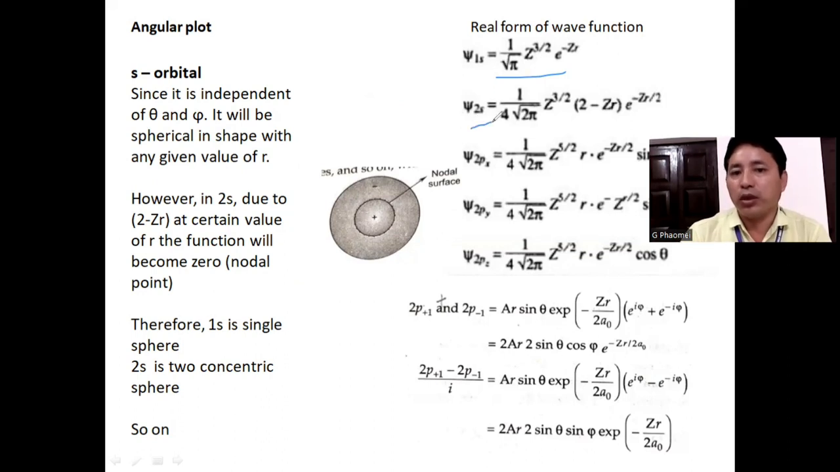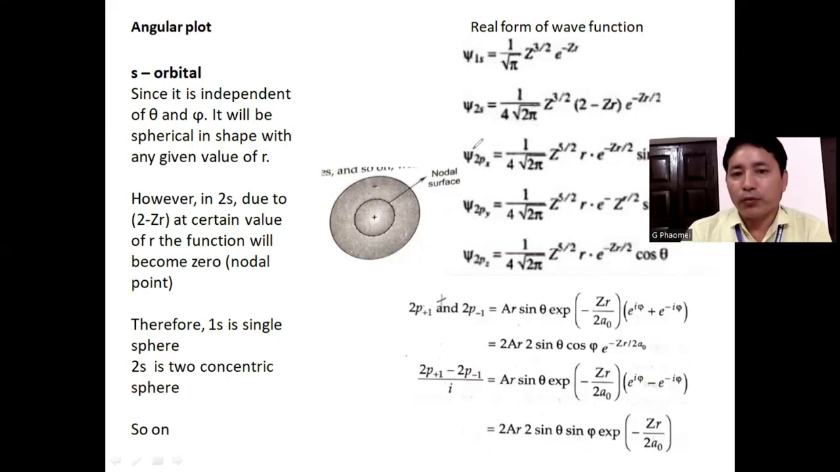If you plot 2s also, it will remain the same. However, because of this 2 minus Zr, when you keep increasing the value of r, at a certain point it may be the same as 2. If it is the same as 2, it will be 0. Therefore, for 2s, we have one circle, then another circle. At this point, it is a nodal point, where in the radial plot it touches the axis.